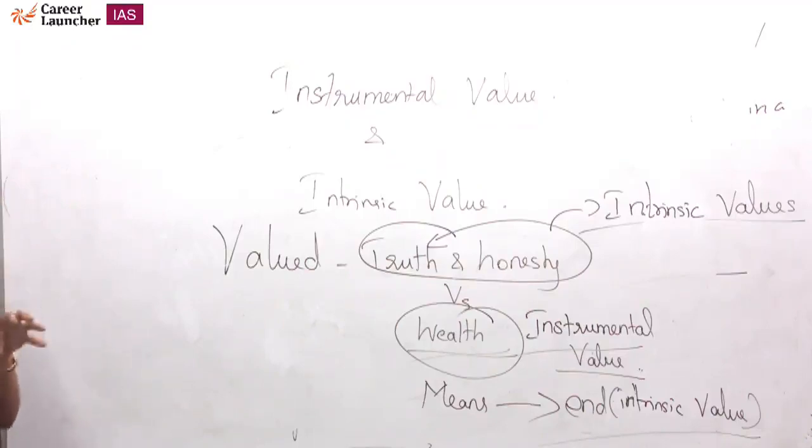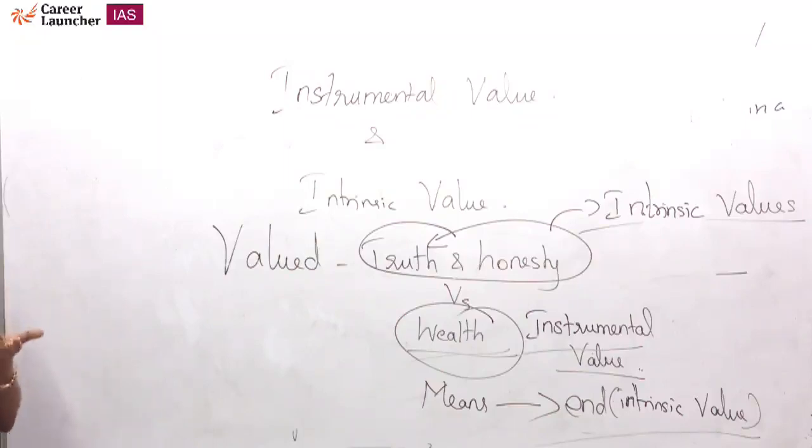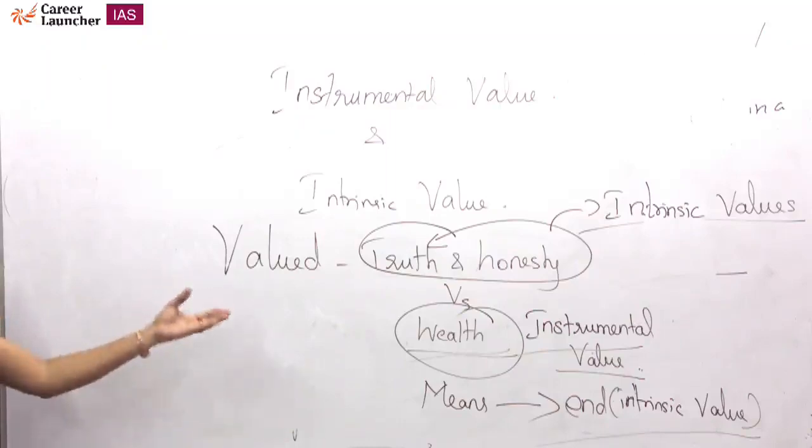In order to seek that intrinsic value, you are going to use some means to achieve it, and that is called an instrumental value. Instrumental value can be anything. For matured persons, money can bring happiness. For a child, ice cream can bring happiness. For an adolescent, some movies, something like this. So it varies from person to person. And instrumental value is acting as a means in order to achieve an intrinsic value.